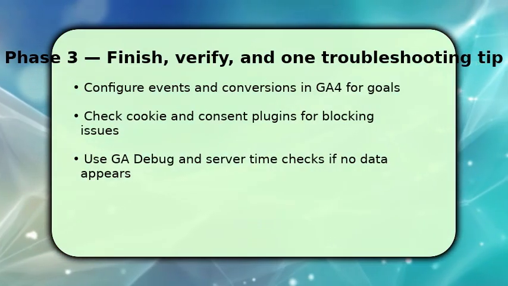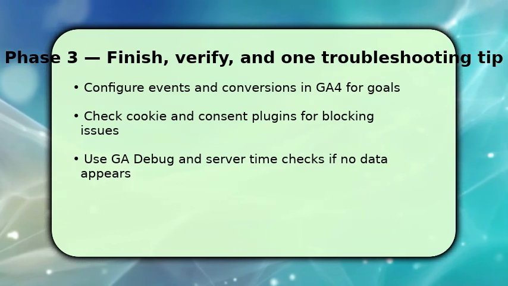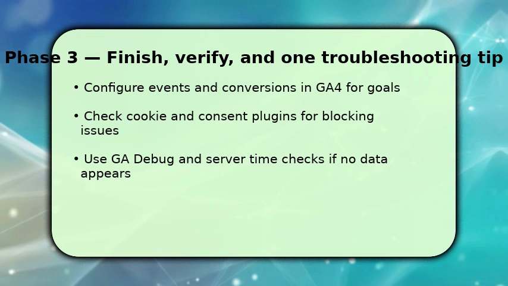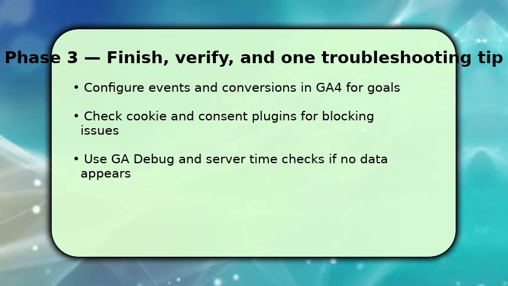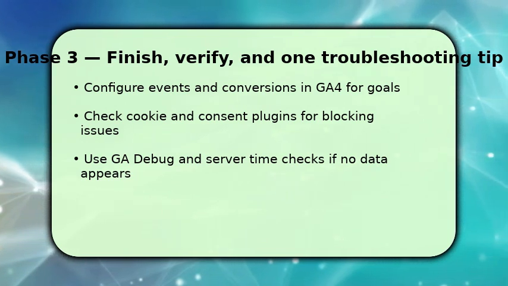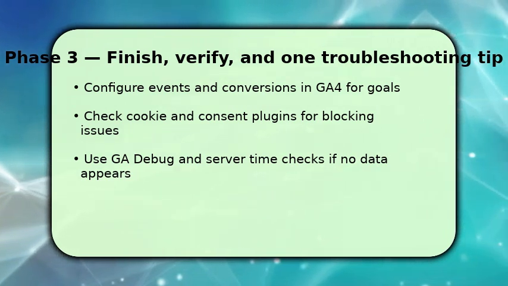Finalize by mapping key actions to events and marking conversions inside GA4. This turns raw hits into measurable goals. Also, review any cookie consent or privacy plugins on your site. They often block analytics until consent is granted, which explains missing data.